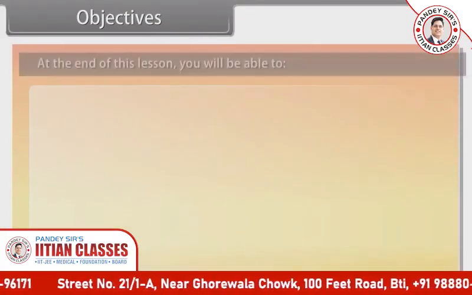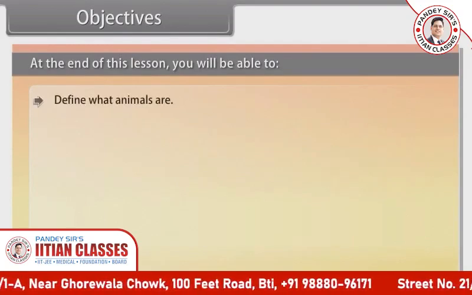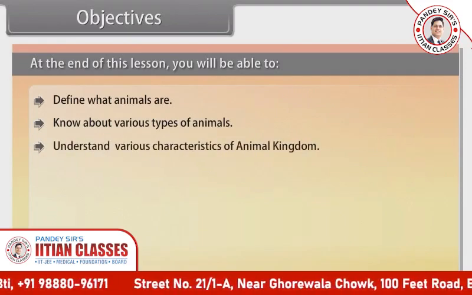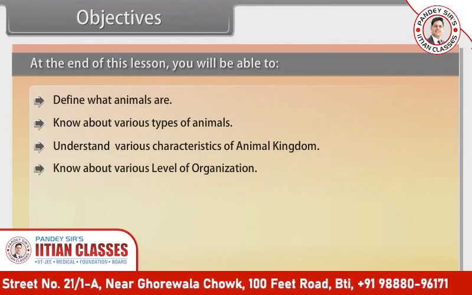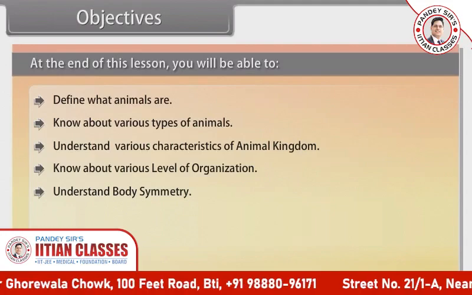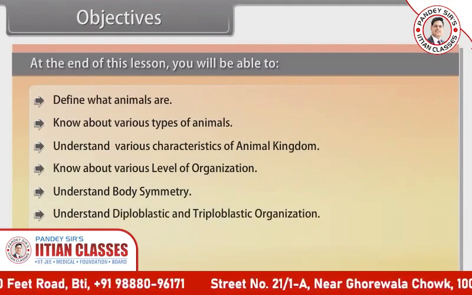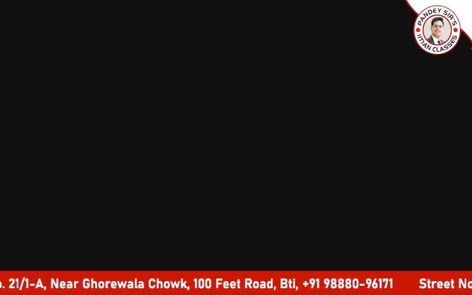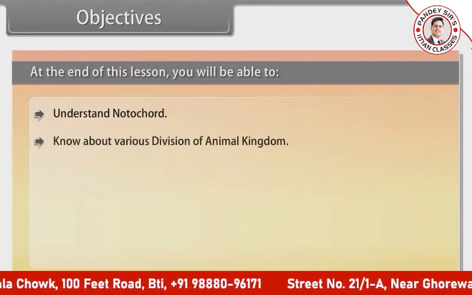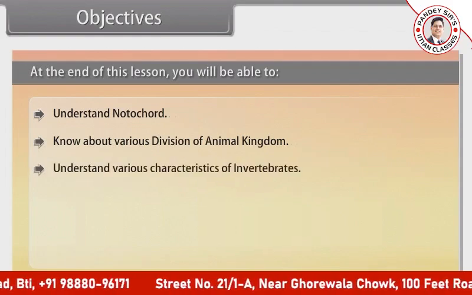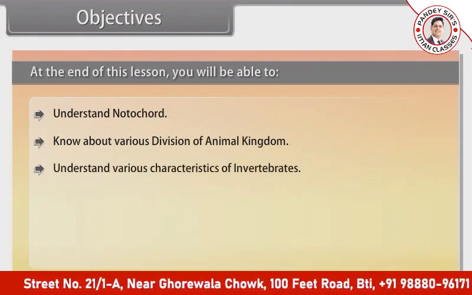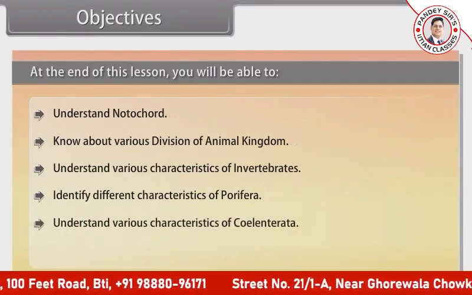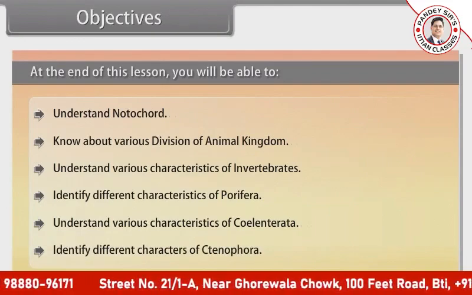Objectives. At the end of this lesson, you will be able to define what animals are, know about various types of animals, understand various characteristics of the animal kingdom, know about various levels of organization, understand body symmetry, understand diploblastic and triploblastic organization, know about coelom, understand segmentation, understand notochord, know about various divisions of the animal kingdom, understand various characteristics of invertebrates, identify different characteristics of Porifera, understand various characteristics of Coelenterata, identify different characters of Ctenophora.